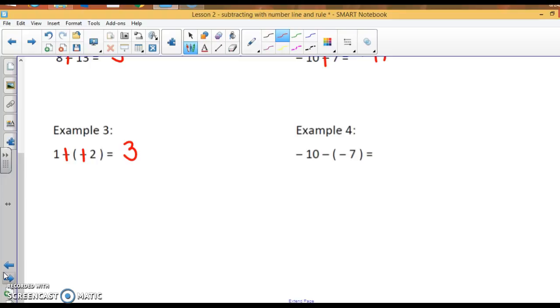All right, here we go. Negative 10 minus negative 7. Change it to add. What's the opposite of negative 7? Positive 7. There's my 2 marks. Never make more than 2 marks. Exactly 2 marks. Negative 10 plus positive 7. They are different. So I subtract and I get 3. Which one is bigger? 10. So I take negative 3.